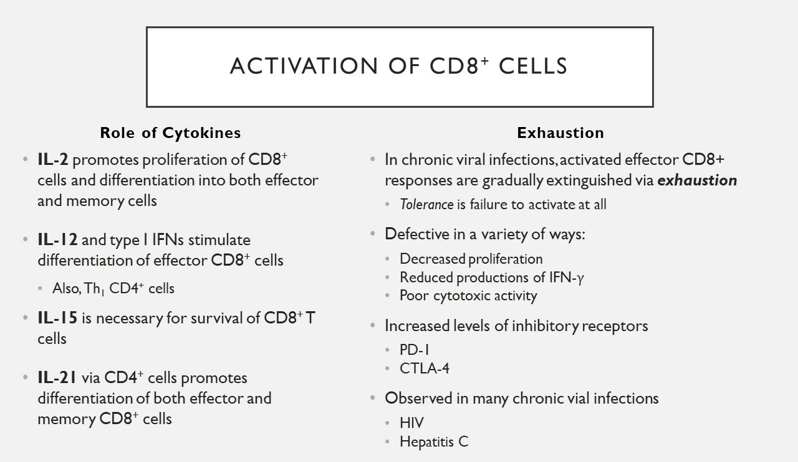So think of tolerance as before activation and exhaustion as after activation. Certain deficiencies that pop up during exhaustion are decreased proliferation, reduced production of IFN gamma cytokines, and in general poor cytotoxic activity. We also learned about the inhibitory functions of certain receptors on these T cells like PD-1 and CTLA-4. We see increased expression of these inhibitory receptors. The exhaustion of CD8 plus cells is observed in many chronic viral infections, notably HIV and hepatitis C, where we just have these recurrent viral infections.